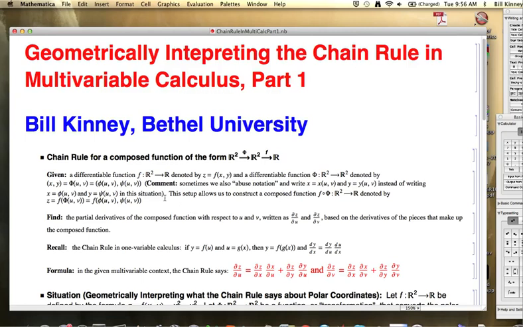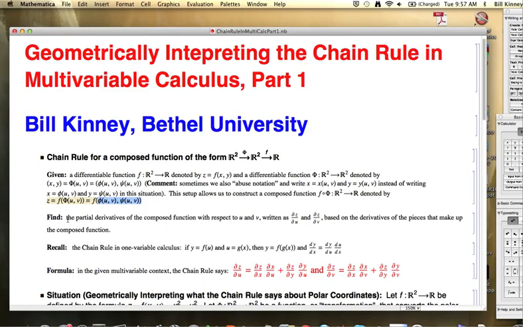The composed function then can also be written this way as f circle phi. So the circle represents function composition, and with the variables in there, it's written like this: z equals f of capital Phi of (u,v), which equals f of the components or the coordinates of capital Phi, which are little phi of (u,v), comma, little psi of (u,v).